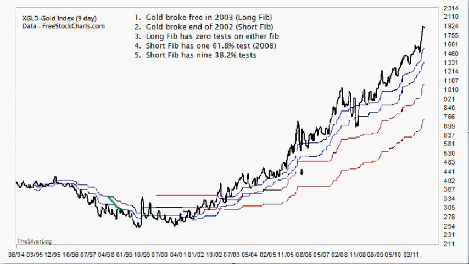Number 3. The long Fibonacci has 0 tests on either fib level. The red line is the long one. And it broke free in here. That's not a test. That's trying to go bullish. And it did. But once it says, yes, I'm going bullish, then boom, there we go.